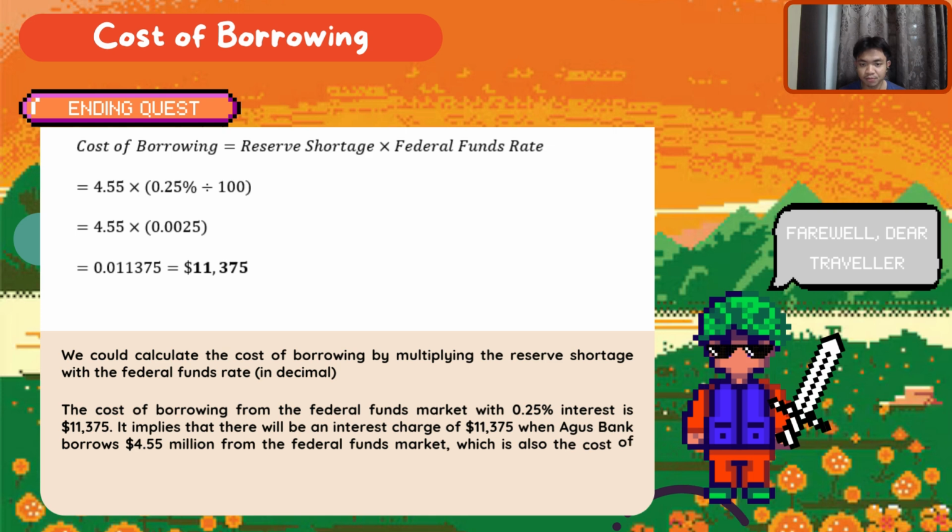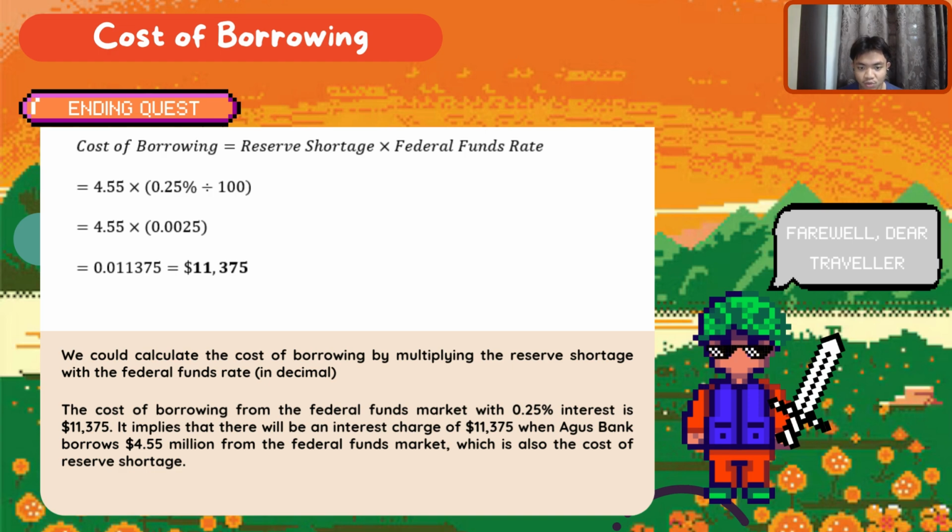Based on the information given by the question, we will get 4.55 multiplied by (0.25 divided by 100 to turn it into decimal). So we will get 4.55 multiplied by (0.0025), which equals 0.011375, which equals 11,375. This means that the cost of borrowing from the federal funds market with a 0.25% interest is 11,375.